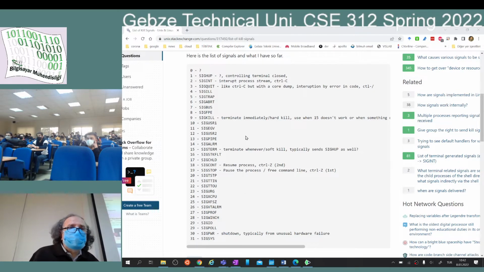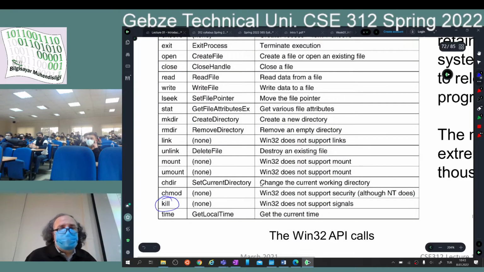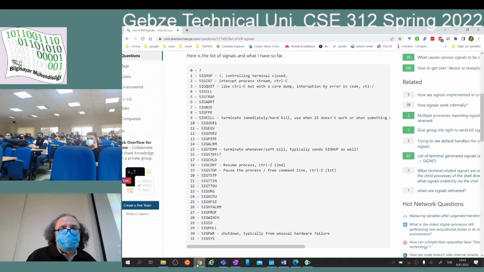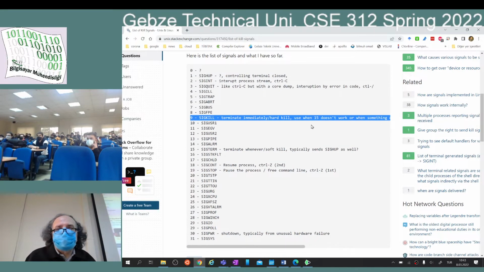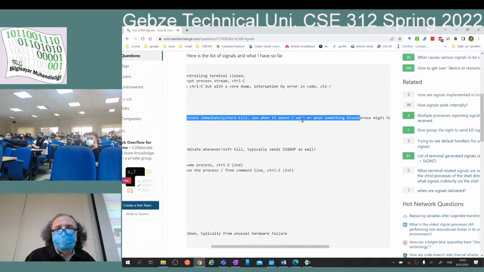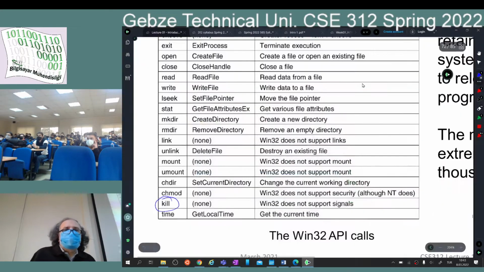So these are the things that are specific to Unix. In Windows, we don't have this kind of signal mechanism. It is up to you to implement some of them. Some of them are implemented, some of them are not. But usually, the most popular one is the kill signal. So they say that when 15 doesn't work, do this one. I don't know. Just read it. Maybe Erhan Hoca will go over them.